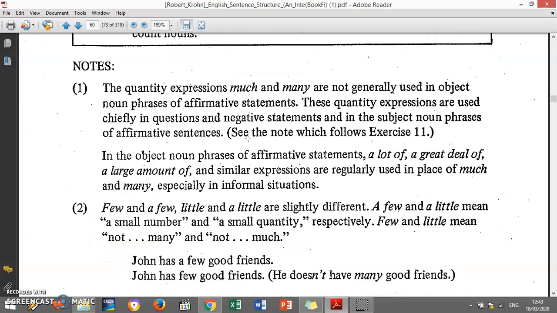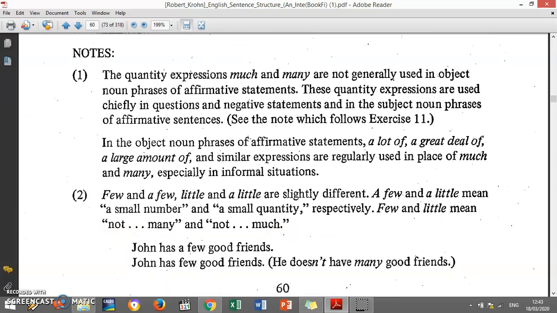Oke, jadi untuk kalimat positif, untuk mengganti much dan many ini bisa menggunakan a lot of, a great deal of, a large amount of, dan lain-lain. Untuk menggantikan much dan many, karena tidak umum digunakan pada kalimat positif, dia bisa menggunakan a lot of, a great deal of, atau a large amount of.